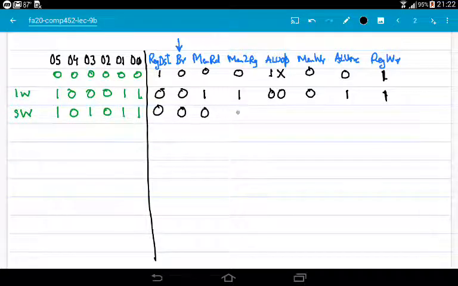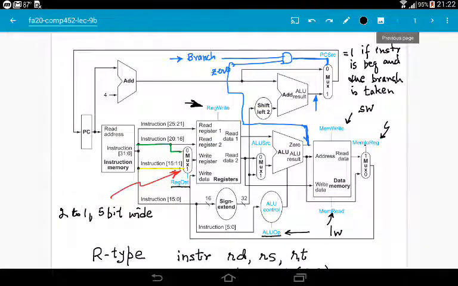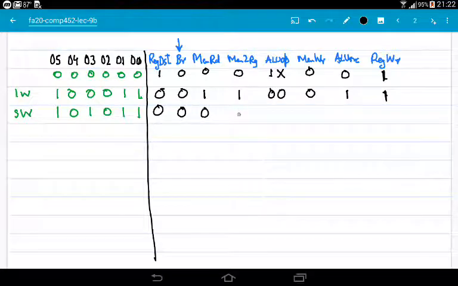Mem to reg, let's take a look here. Mem to reg, we don't really care. Why? Because nothing is going to get written to the register. So this is kind of no op in this case. We don't care.